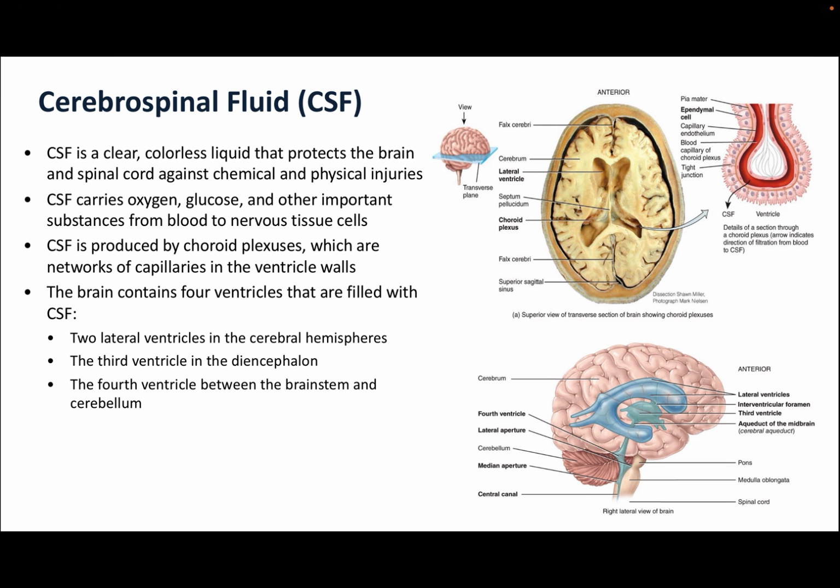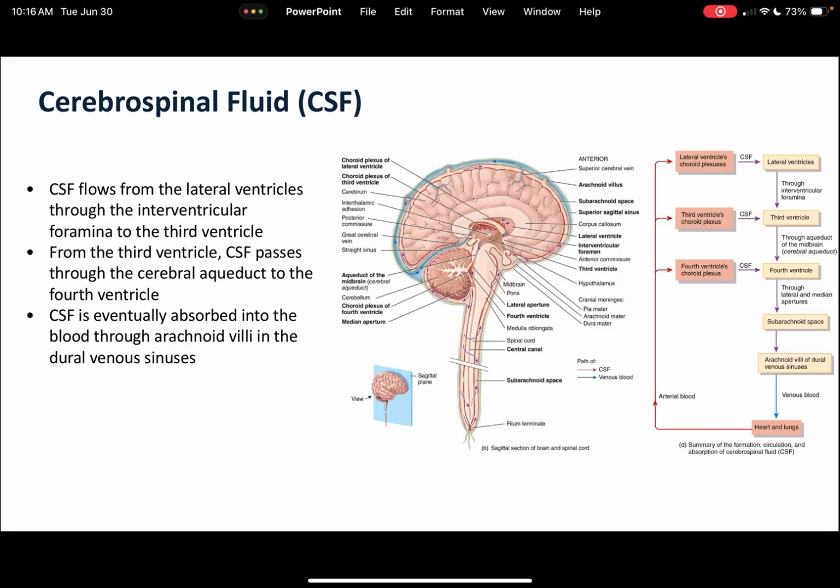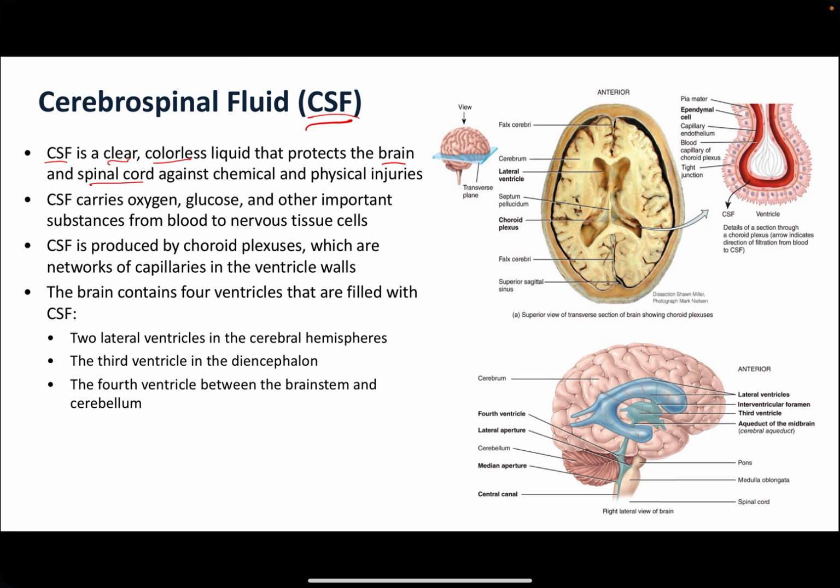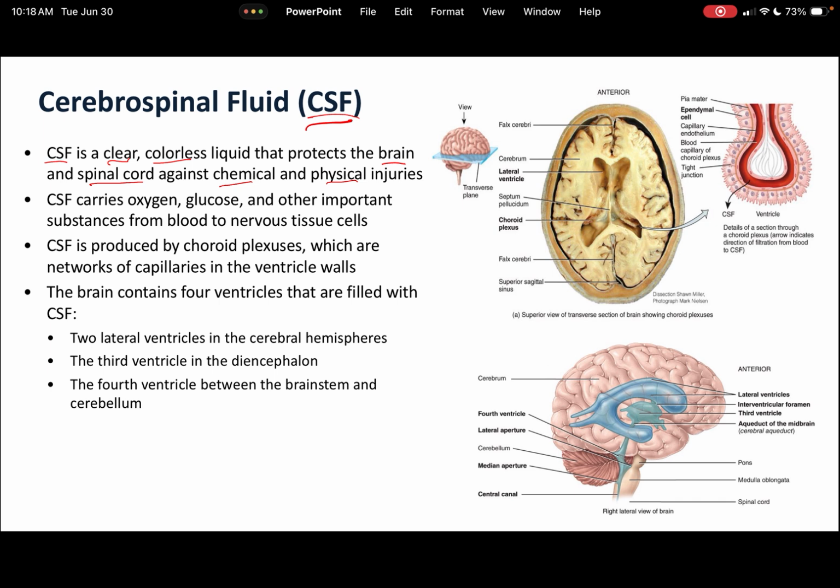So, starting off then with our cerebrospinal fluid, which we are going to abbreviate as our CSF. The cerebrospinal fluid, the CSF, is going to be a clear, colorless liquid that provides an additional layer of protection for the brain as well as the spinal cord. And this is going to help protect against both chemical and physical injuries that might occur.